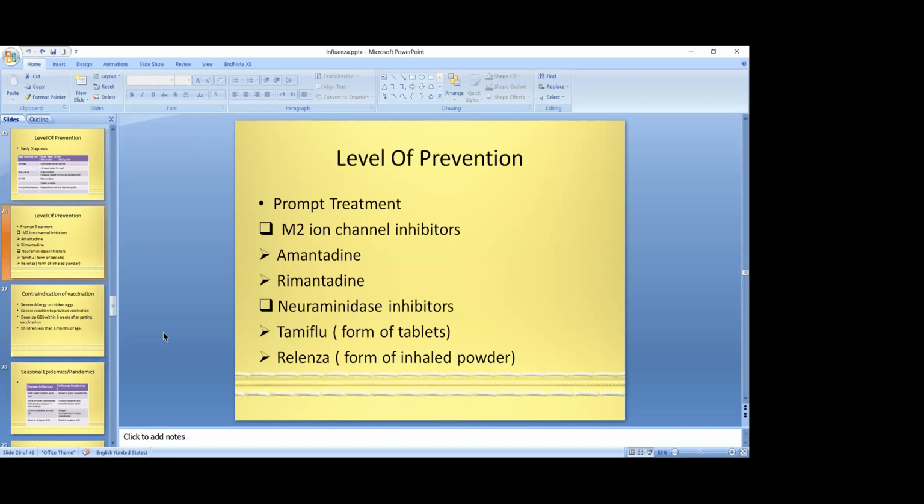And in the secondary level of prevention, we can give prompt treatment to the patient with influenza virus, and we can do the treatment with antiviral drugs, mainly M2 ion channel inhibitors, which include amantadine and rimantadine, and neuraminidase inhibitors, Tamiflu and Relenza. Tamiflu is in the form of tablets and Relenza in the form of inhaled powder.